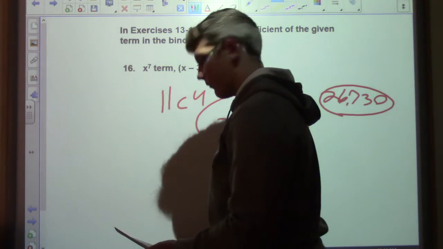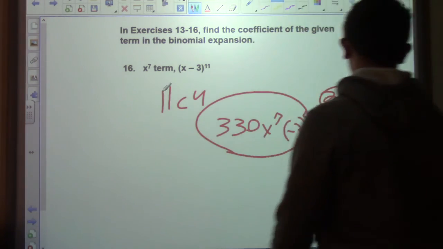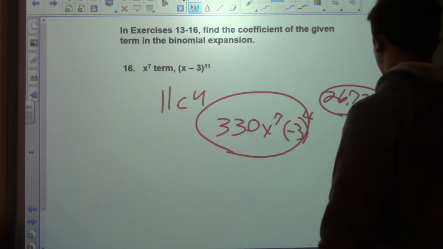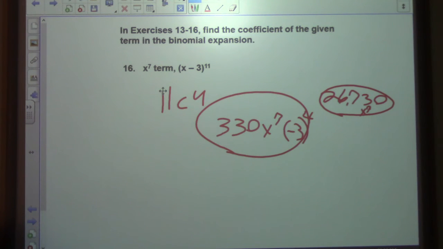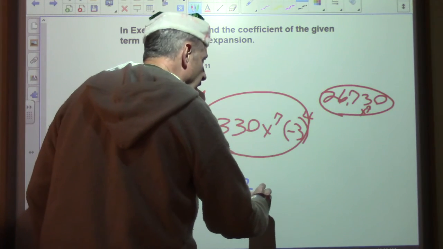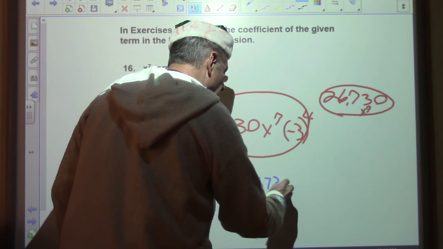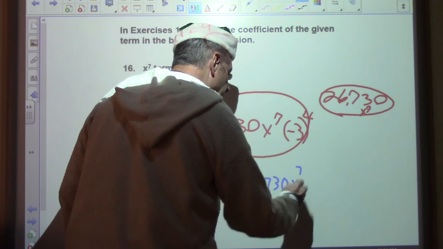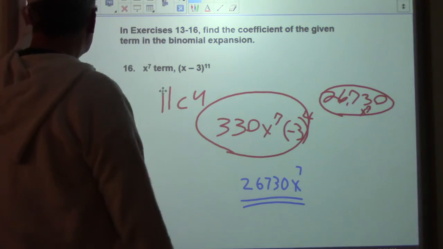I think we're good now. Is that right? Or do I need to add something to the next? Yeah. So just to be clear, the answer is 26,730 x to the 7th power. Okay? Just to be clear.